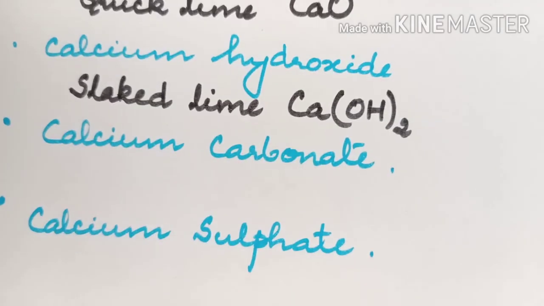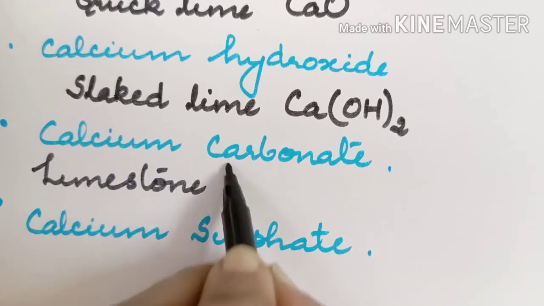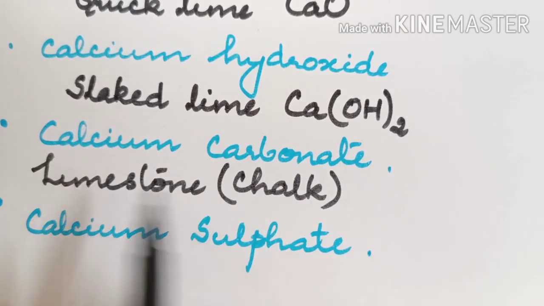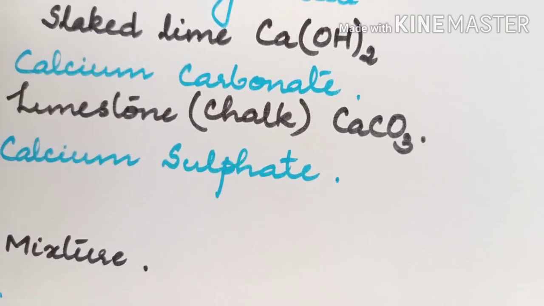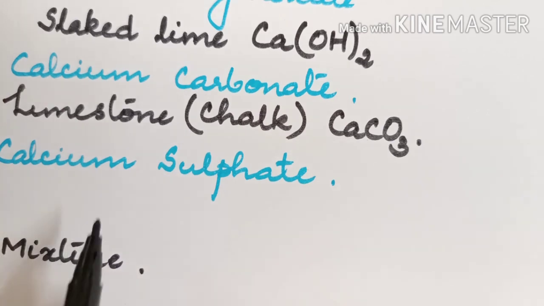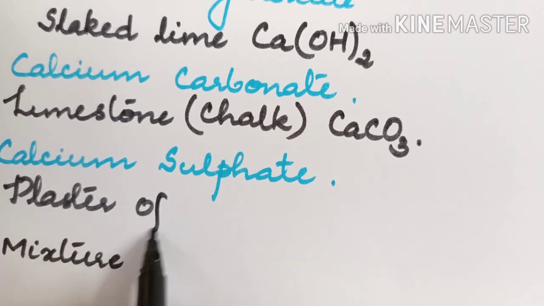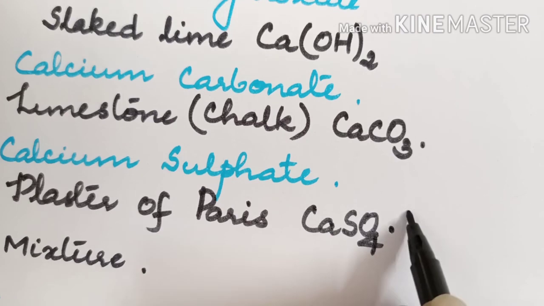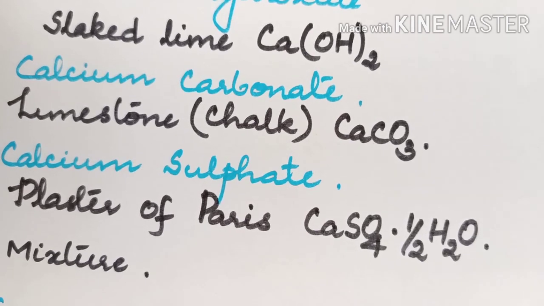Coming to the next compound, calcium carbonate. This is commonly known as limestone or chalk. In some cases, we also refer to it as marble. And calcium carbonate has the formula CaCO3. Next is calcium sulphate. Actually, the compound has the name calcium sulphate hemihydrate. Here, the compound is commonly known as plaster of Paris, and it has the formula CaSO4·½H2O. So in this video, we'll be learning the different methods of preparing these compounds.